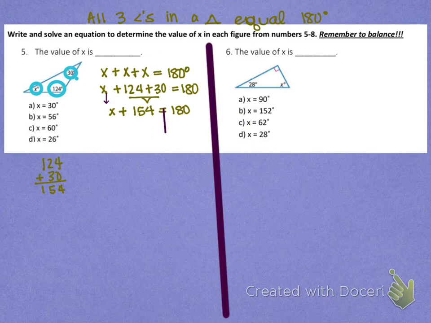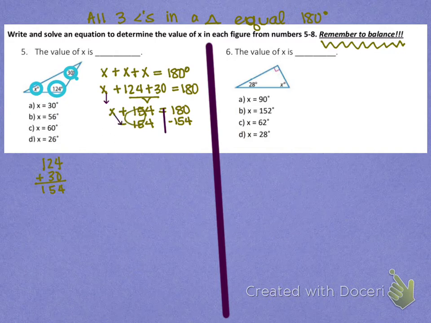So if this is x plus 154, then I would do the inverse operation, which is to subtract. So I'm subtracting 154 from both sides. This is the part where it says remember to balance. What I do on one side, I have to do on the other. Okay, so this goes to 0.